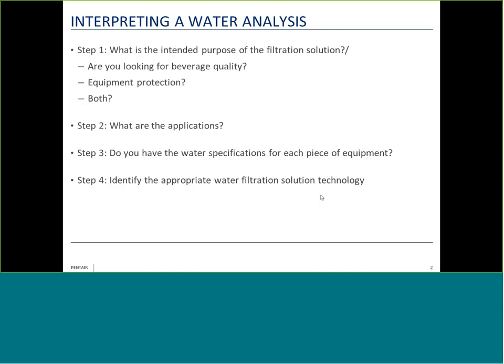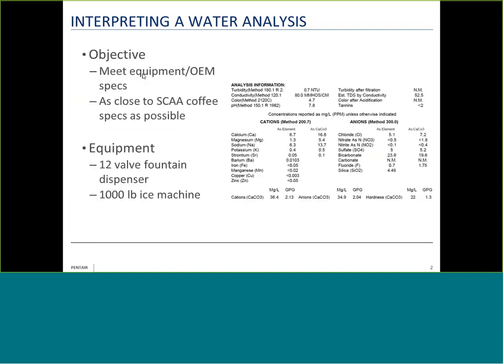Here's an example. The objective, or what our customer wants, is to meet the equipment OEM specs for warranty and get the water as close to the Specialty Coffee Association of America coffee specs as possible. So here's the lab analysis on the right, and it's raw information. Now we've gone on to that second step of identifying the applications.